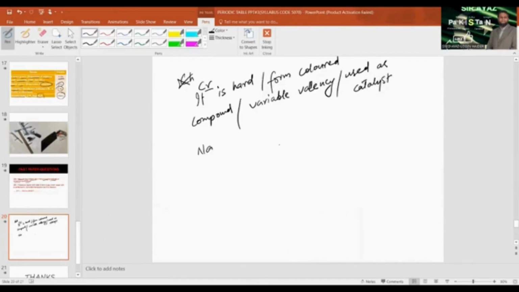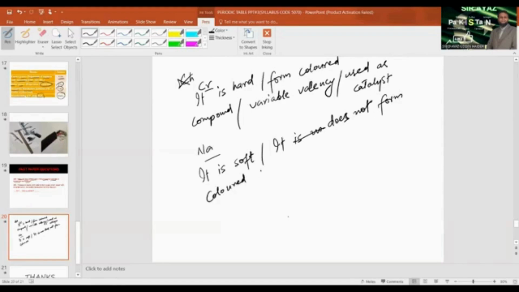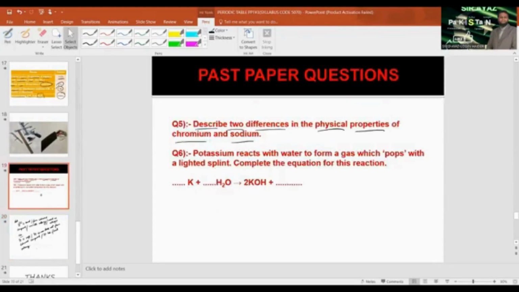So for hard, you can write here for sodium, it's soft. It's not colored. It does not form colored compounds. It has fixed valency. That is one. You can also write other points like chromium has high melting point, high density. Sodium has low density, low melting point, etc.